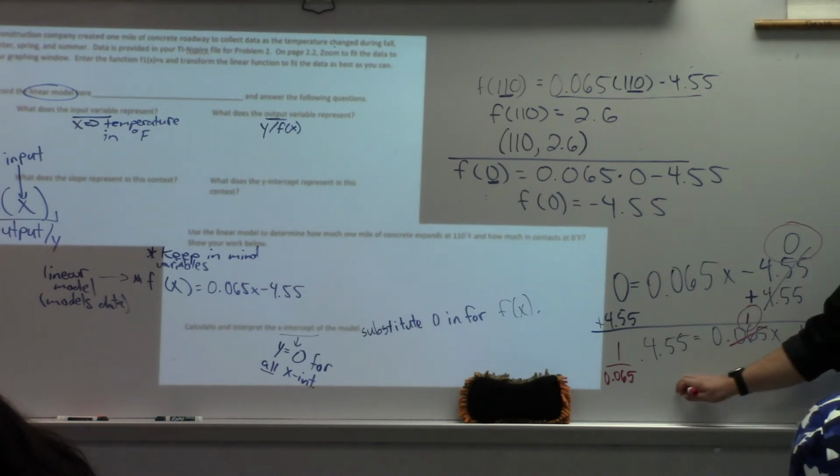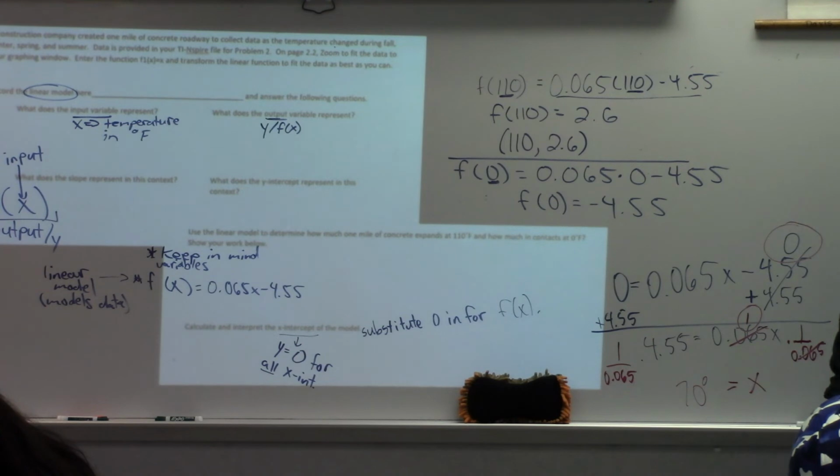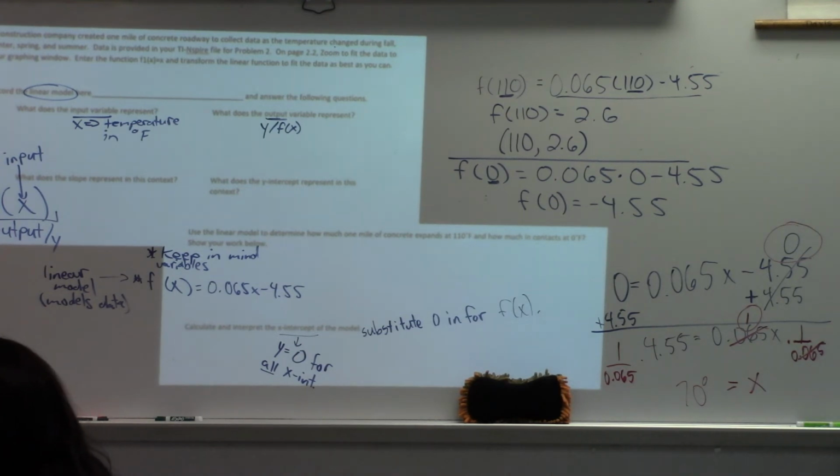70. Does anyone remember what temperature the concrete was poured at? 70 degrees Fahrenheit. Oh, the concrete was poured at 70 degrees Fahrenheit, so there was no expansion or contraction at that temperature.